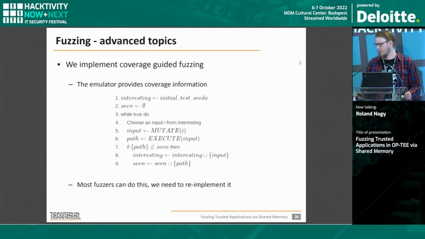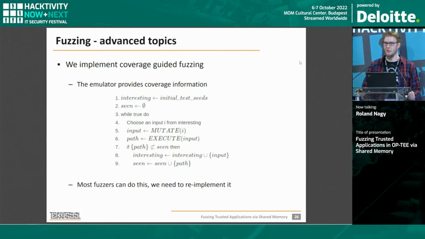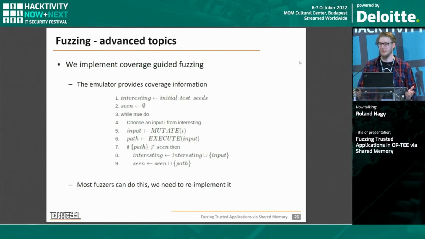And earlier I mentioned that the emulation framework can give us coverage information, meaning that it can tell us which parts of our application were executed. This is useful because this way we can implement coverage-guided fuzzing, where the basic idea is that those inputs that make more parts of the code executed are better because they have a bigger chance to trigger crashes.